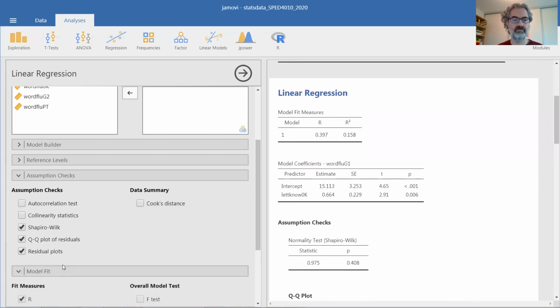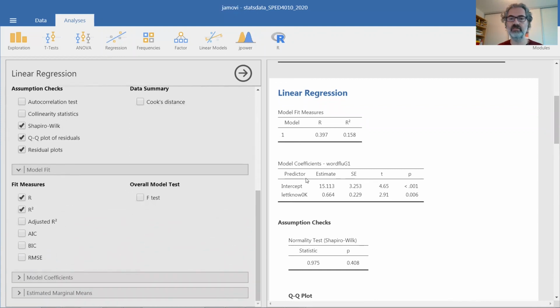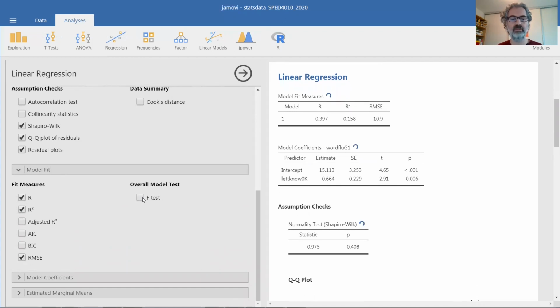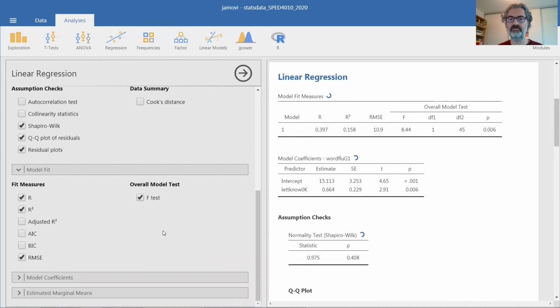and we can add additional measures of fit, such as the root mean squared error and the overall model test, the F test. This is the R squared, the proportion of variance in the dependent variable that is accounted for by the independent variable in this model. And this is the variance ratio test, which is statistically significant and tells us that this linear model is significantly predicting variance in the dependent variable.